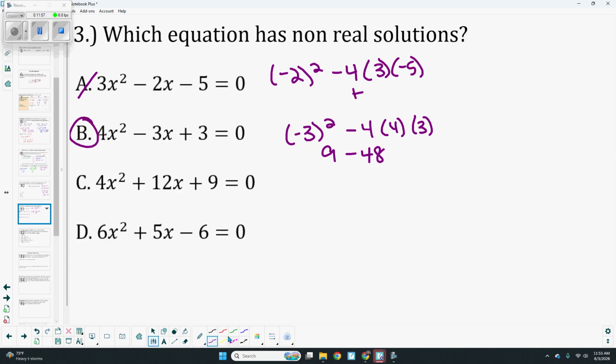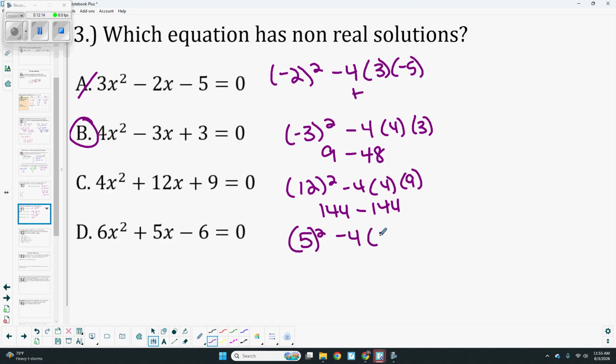I would double check the others just to make sure I didn't make a mistake. So b squared minus 4ac. We get 144 minus 4 times 4 times 9 is 144. So this is 0. That's out. And then b squared minus 4ac. This is going to be a plus, right? So positive plus positive, that's out.